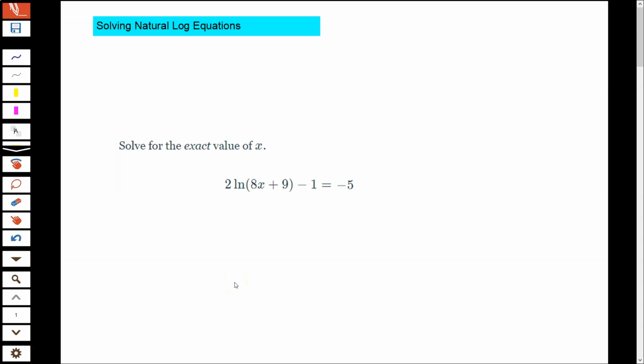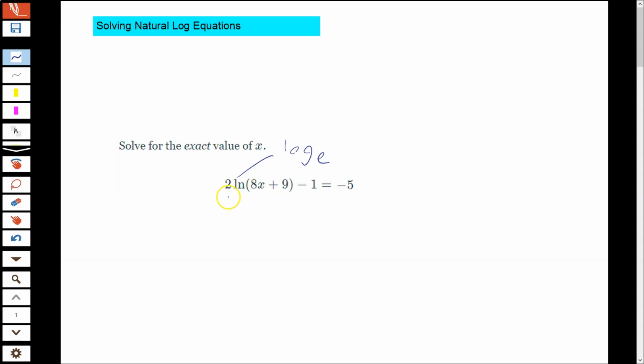Right, so in this lesson we're tackling some more log equations. These are all natural logs, right? So remember what this ln notation means is just a log base e. So all of our problems in this lesson are going to have that number e in them. And we're essentially following similar steps to last time.